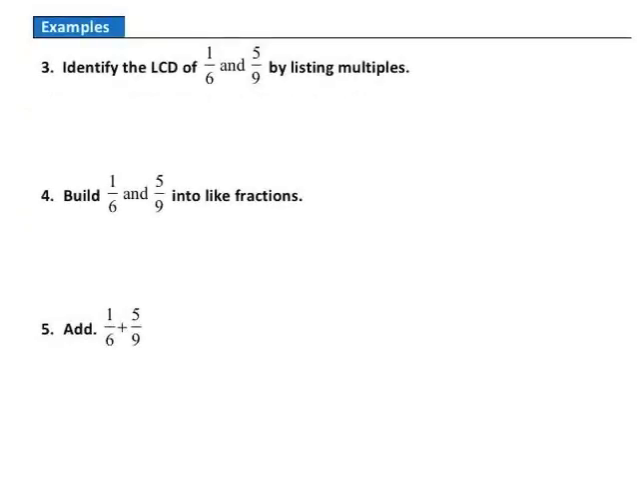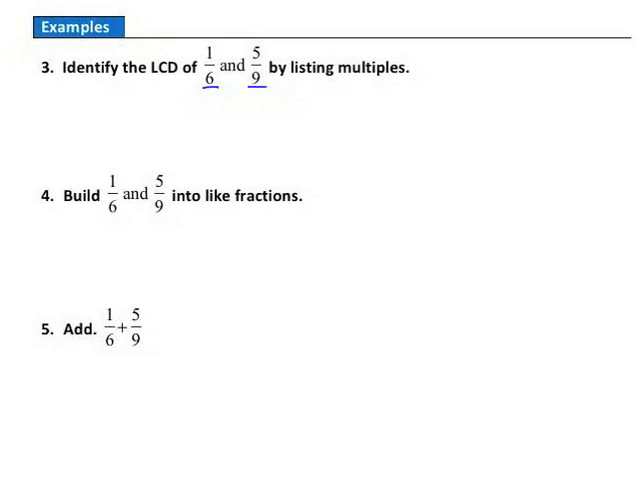Now let's take a look at some examples that will help us build the fractions 1/6 and 5/9 into like fractions so that we can add these fractions together. Example 3. Identify the LCD, or least common denominator, of 1/6 and 5/9 by listing multiples. Well, the least common denominator is just the least common multiple of these two denominators. So I'm looking for the least common multiple of 6 and 9.